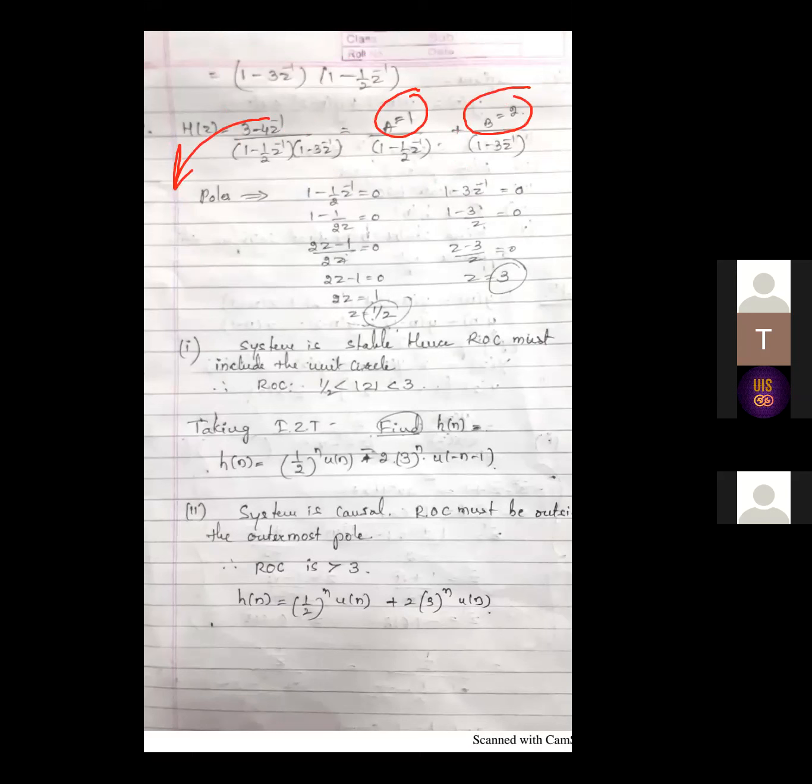Now, how to get the pole values? To decide whether the system is stable or not, the pole positions are important. So take the denominator and equate it to 0. I have equated the first bracket and the second bracket both to 0 and solved. I got one half and 3. These two values are the poles.